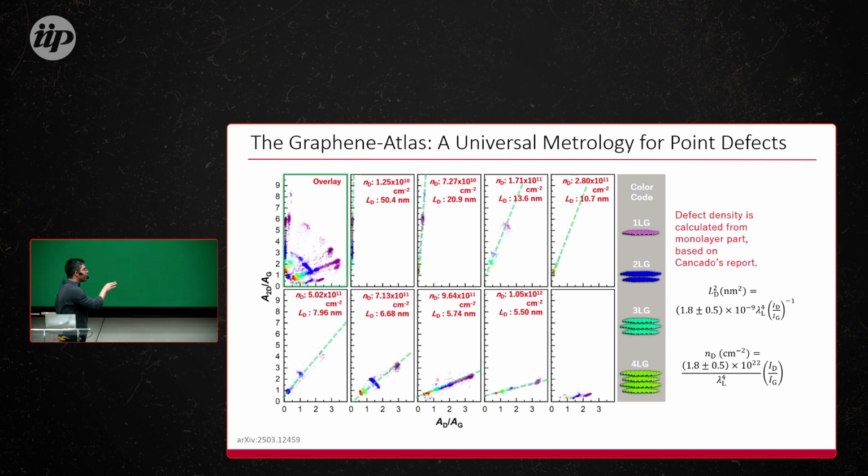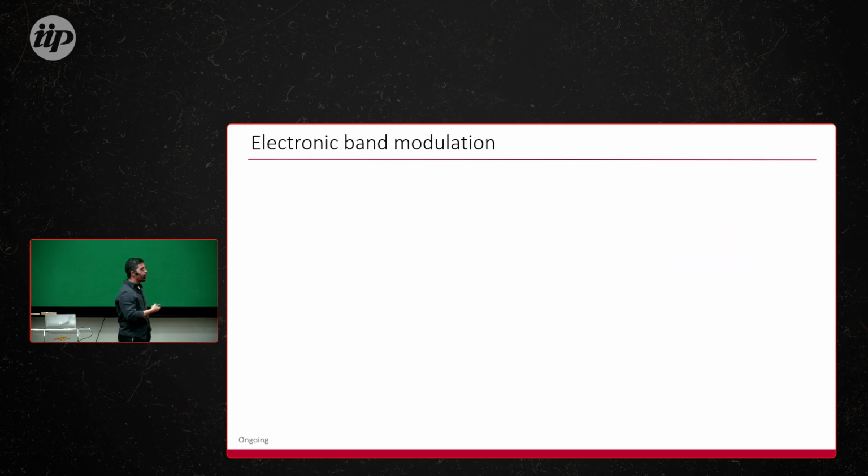But these are the applications, right? It's quantification. So the next step we are moving on to is the following: how is the electronic band structure actually changing, and how can I probe that?